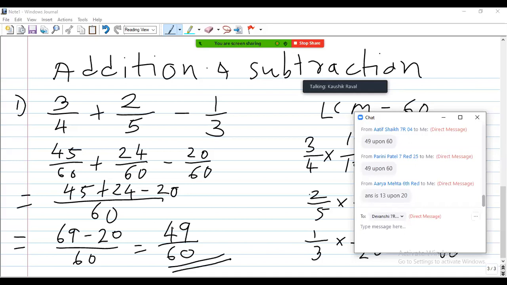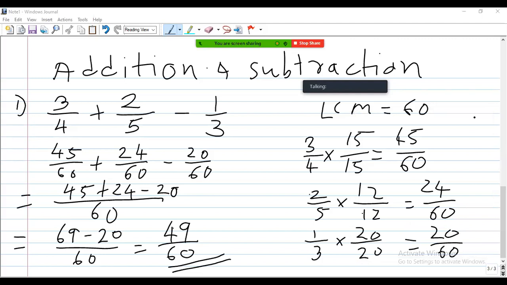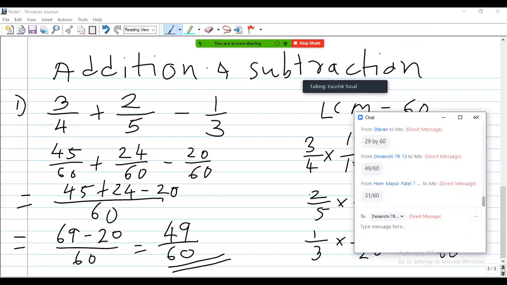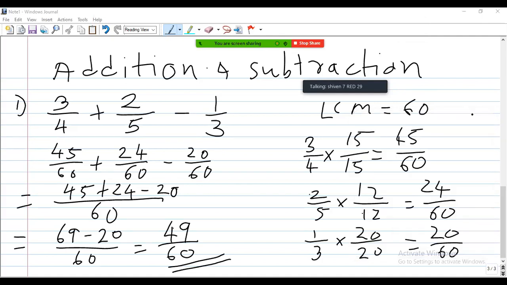No, the answer will not be 13 upon 20. How can it be? 13 threes is 39, not 49. Not even 29. The correct answer is 49 upon 60. It's a simple addition and subtraction sum. Going to the next one. No, not 31 upon 60. The final answer is 49 upon 60.